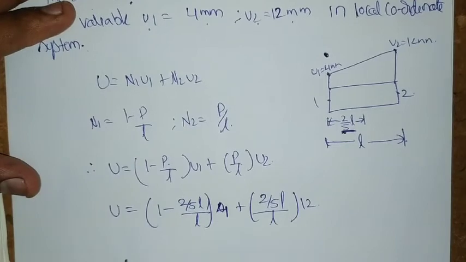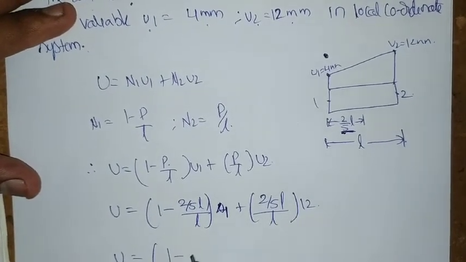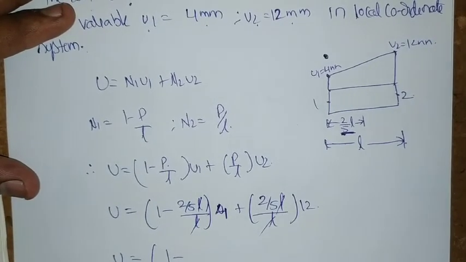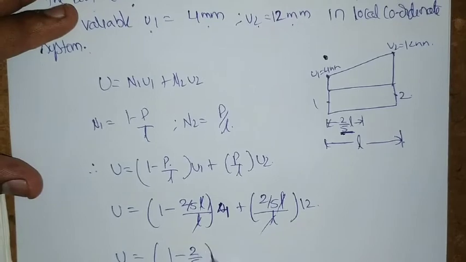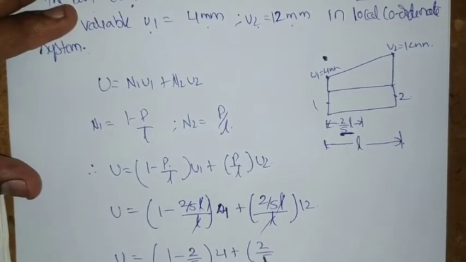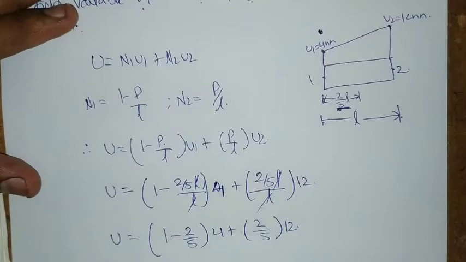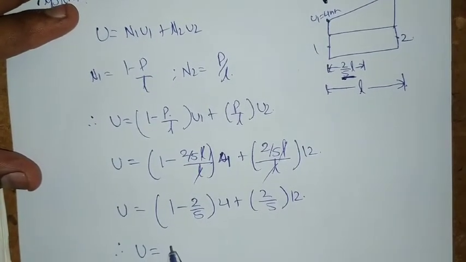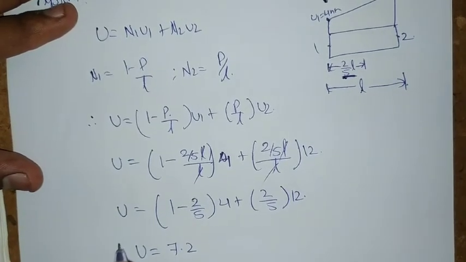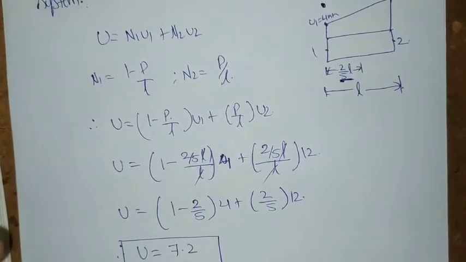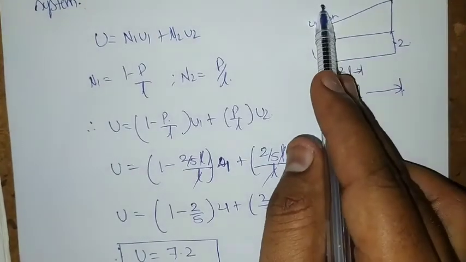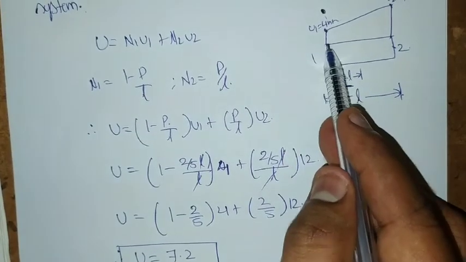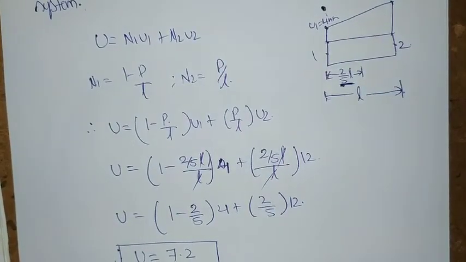Then by substituting, the L and L will get cancelled out, and here also the L and L will get cancelled out. Then it can be written as (1 minus 2 by 5) into 4 plus (2 by 5) into 12. From this, the value of the displacement variable u is 7.2. So the displacement variable for the local coordinate system, when the local coordinate is present at the left end, is u equal to 7.2.